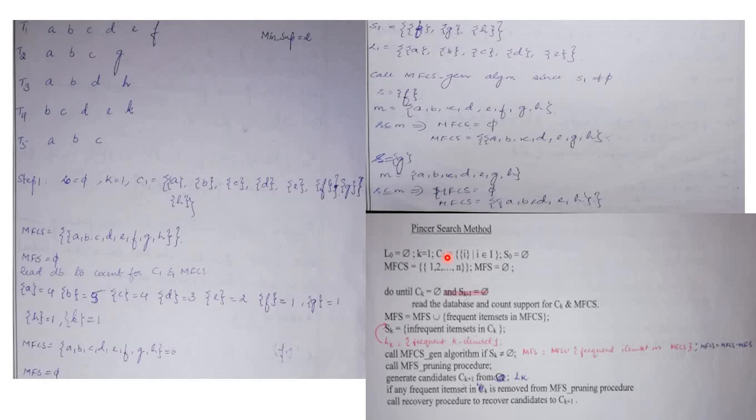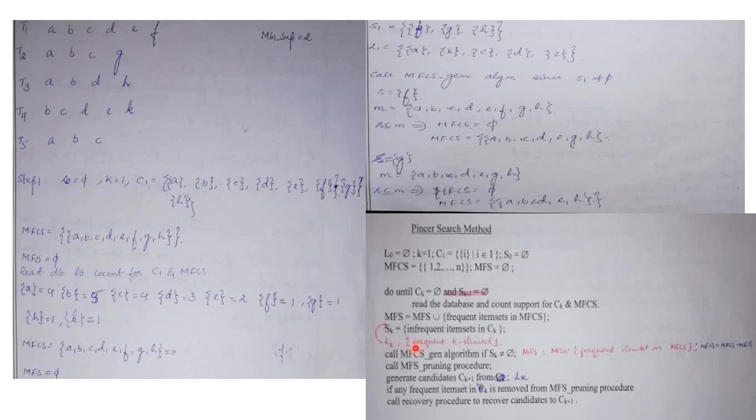From the top down, to hold the item sets, we have data structures such as MFS and MFCS. MFS full form is maximal frequent set and MFCS full form is maximal frequent candidate set. Maximal frequent set, that is MFS, is used to hold the maximal sets which are frequent, and MFCS, maximal frequent candidate set, is used to hold the items which are candidate and which are maximal in nature.